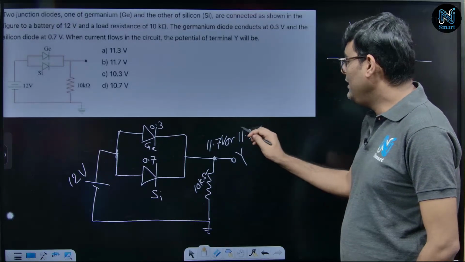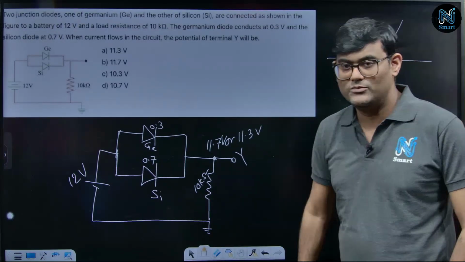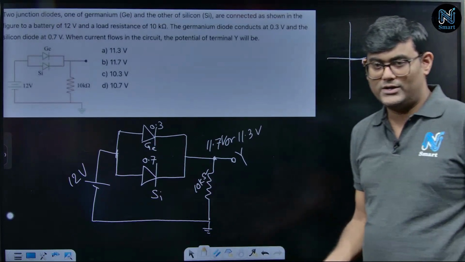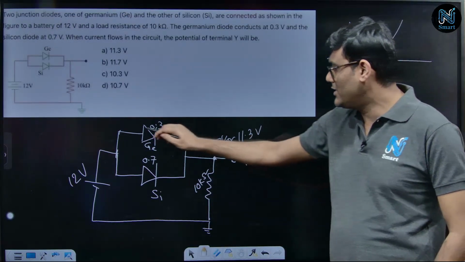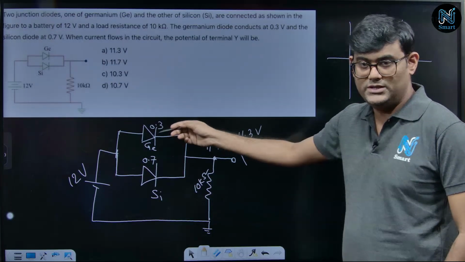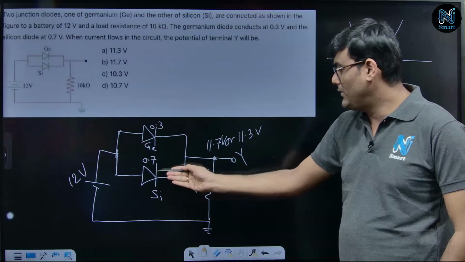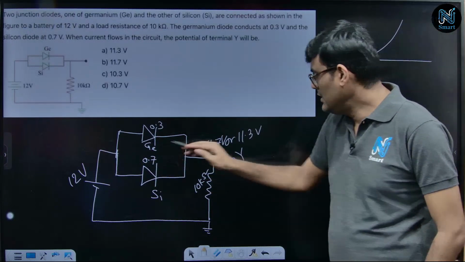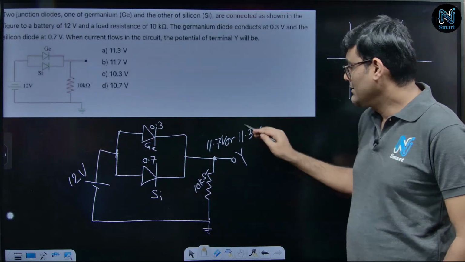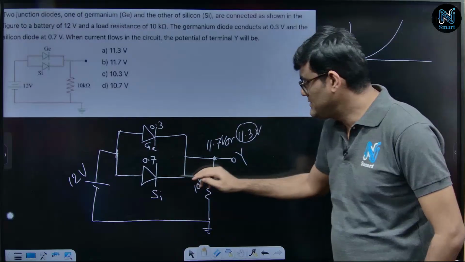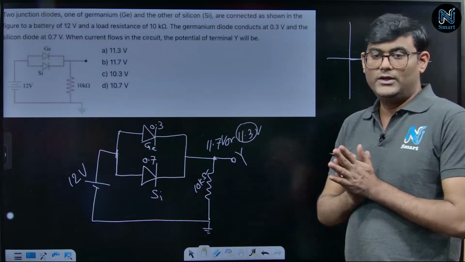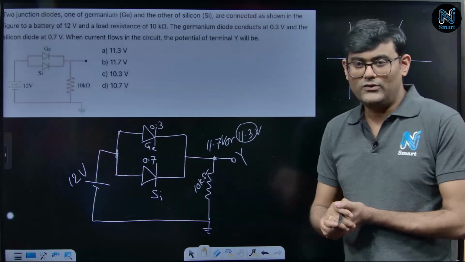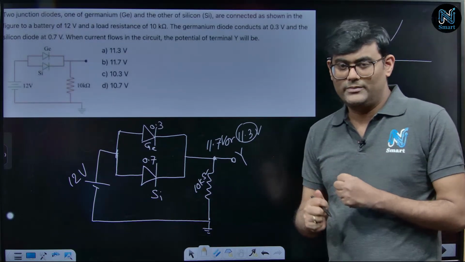বাট যদি আমি 11.3 রাখি তাহলে মুশকিল হবে। কেন মুশকিল হবে? সেই ক্ষেত্রে দুটোই ফরওয়ার্ড বায়াস হয়ে যাবে, দুটোই কন্ডাক্ট করতে শুরু করবে। 11.3 রাখলে এর অ্যাক্রসে ভোল্টেজ ড্রপ 0.3 বা তার বেশি, এর অ্যাক্রসে ভোল্টেজ ড্রপ 0.7 হয়ে যাবে। সেই ক্ষেত্রে দুটোই চাইবে কারেন্টকে কন্ডাক্ট করতে। যদি দুটোই কারেন্টকে কন্ডাক্ট করে তাহলে তাদের ভেতরে একটা ক্ল্যাশ তৈরি হবে। কেন ক্ল্যাশ তৈরি হবে?